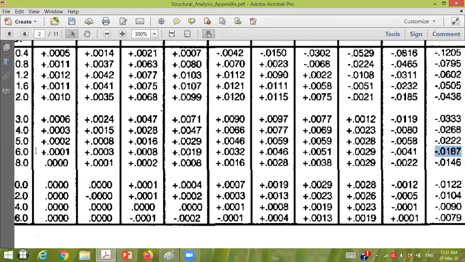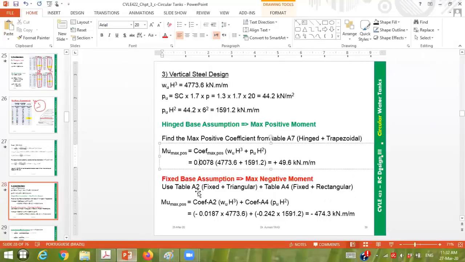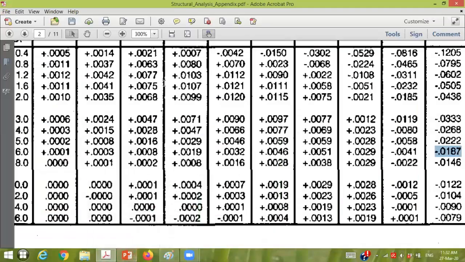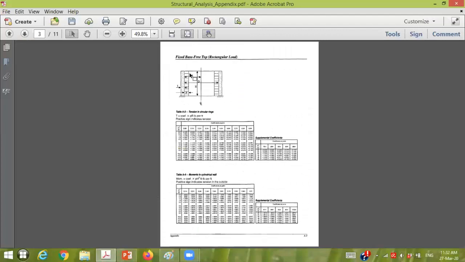So h squared over d_t equal to 6. Here they are all positive, then from the bottom it flips and becomes negative. The largest negative is minus 0.0187, which we took here. So this is for the triangular load, and now for the rectangular load.